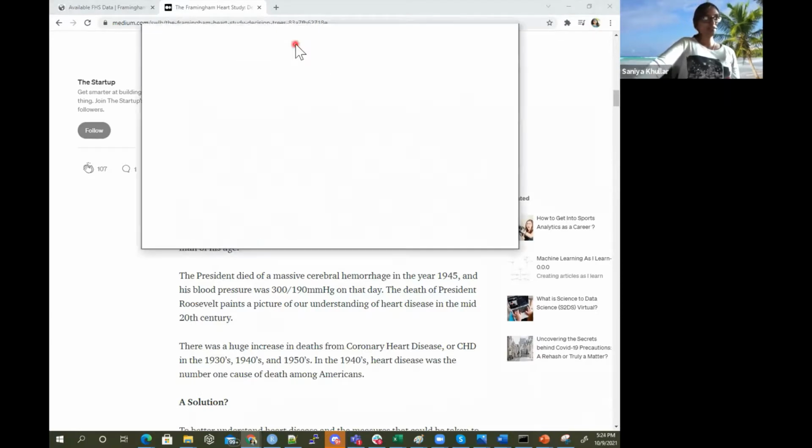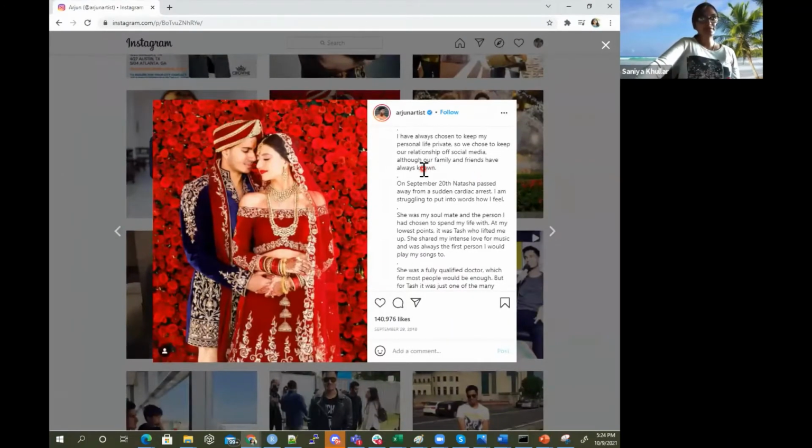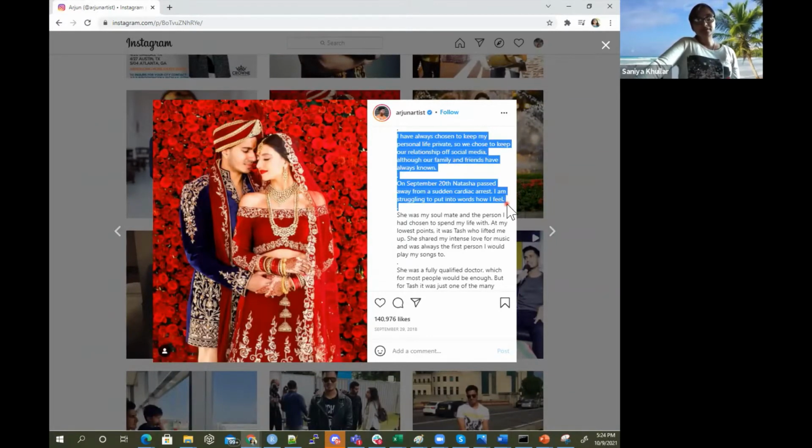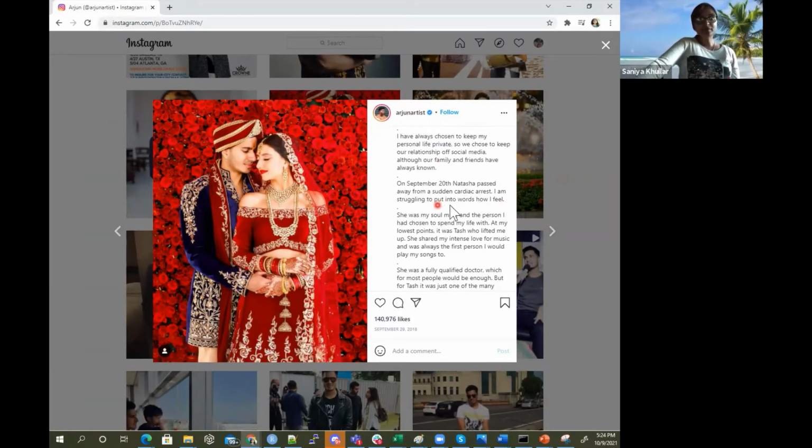He's one of my favorite singers, Arjun. He was married, and he's probably in his early 30s now. But what he wrote about 3 years ago, which is really saddening, is that his wife passed away from a sudden cardiac arrest, and he's in a state of shock. And they were such a young couple.